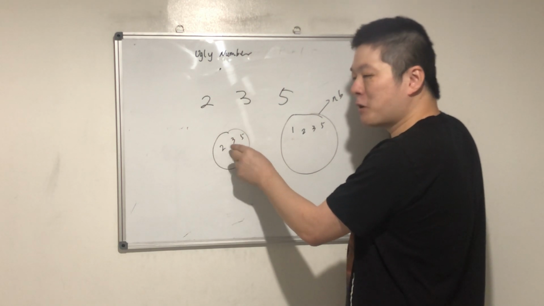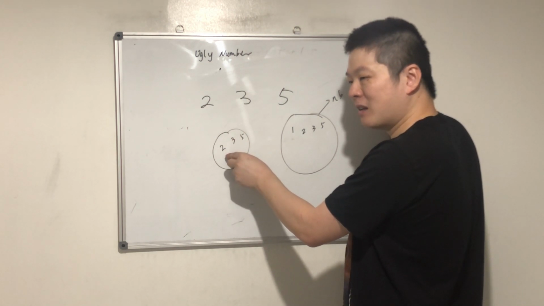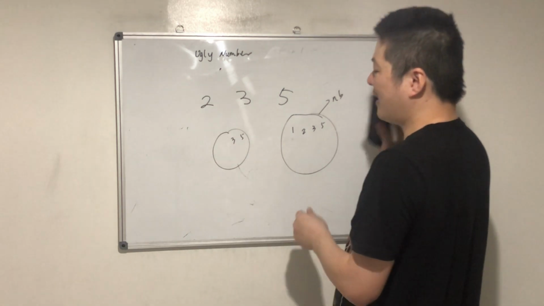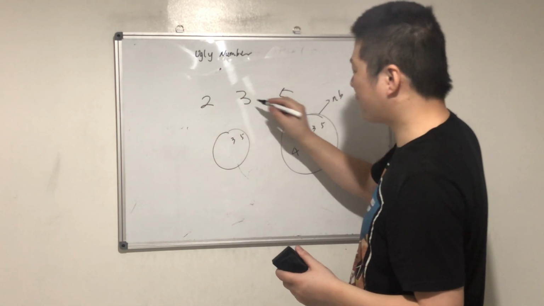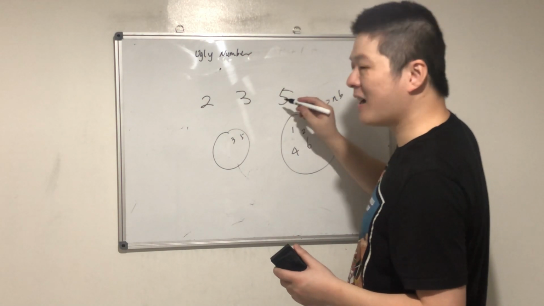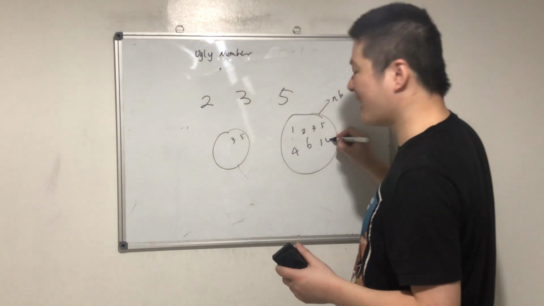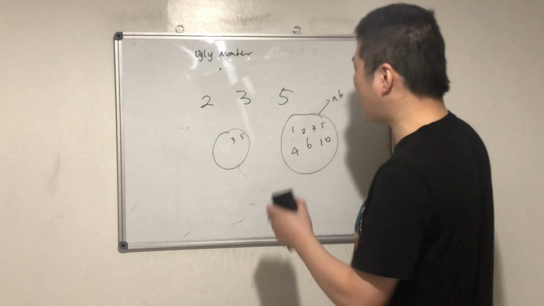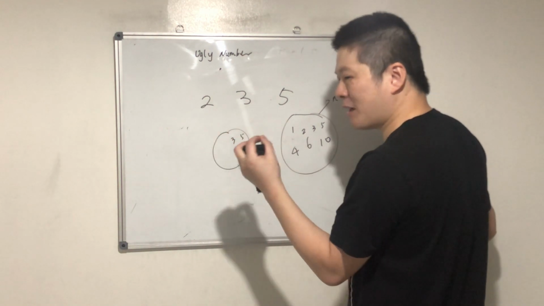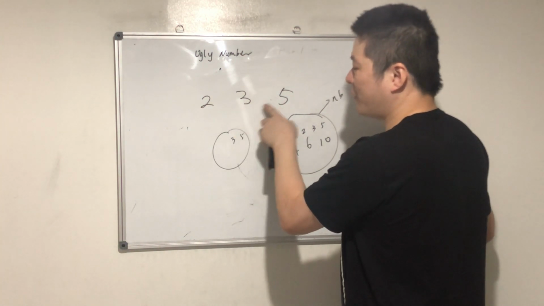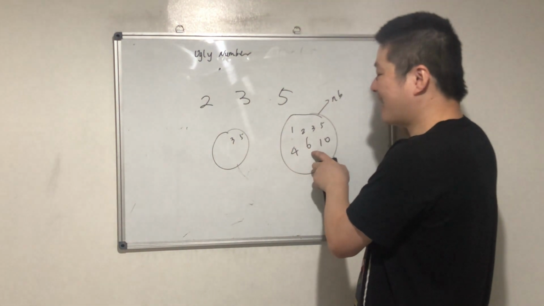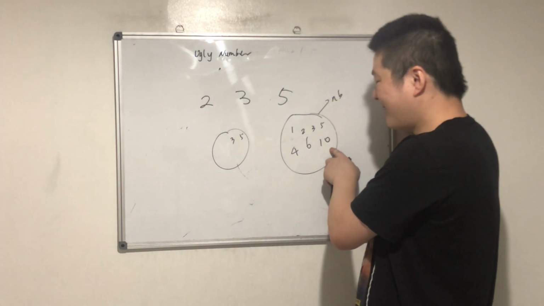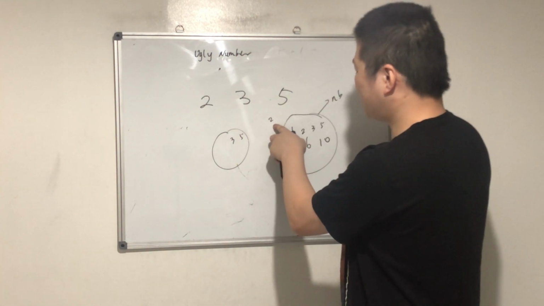I need to take the smallest from this row, which is 2. And then I times 2 will be 4, times 3 will be 6, times 5 will be 10, right? These are all ugly numbers, because every time I take an ugly number and multiply it by 2, 3, 5, it's still an ugly number, right? And I put it here. Now the second ugly number is 2.